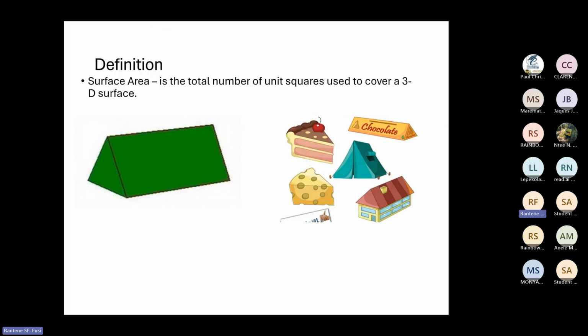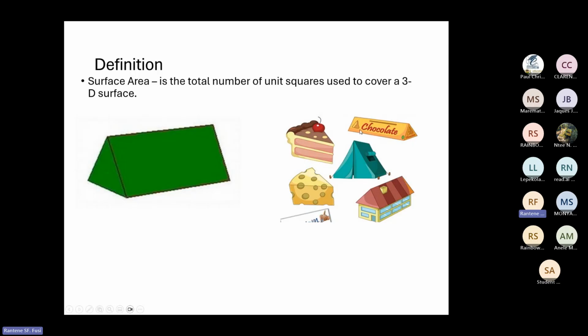Right, the definition goes like this: the surface area is the total number of units, squares used to cover a 3D surface. I've already defined it in the previous lesson, but it's still the same. Here, the picture in green represents a triangular prism. Look at the triangle here. That is why it is called a triangular prism, because of this triangle. Look at how it looks.